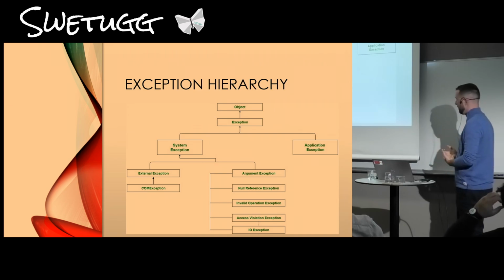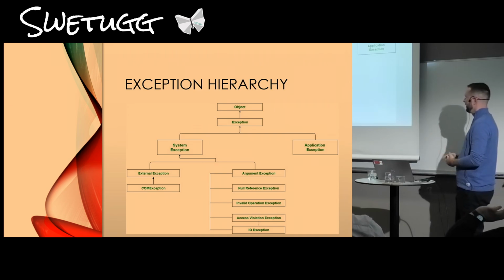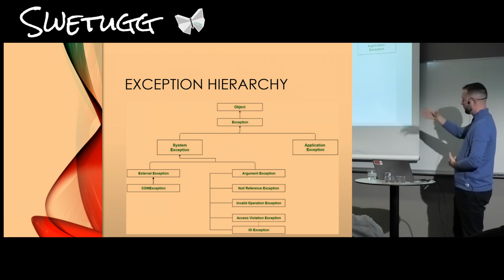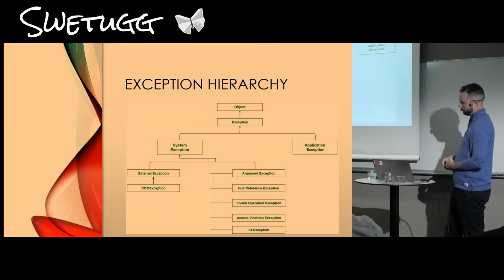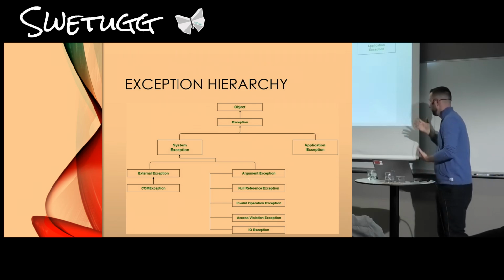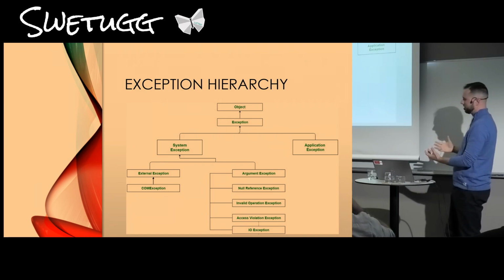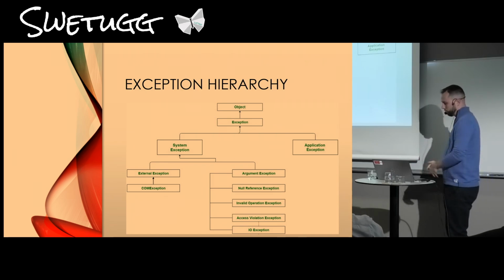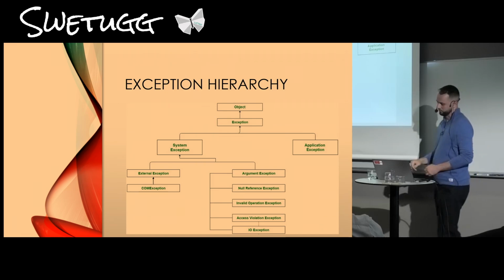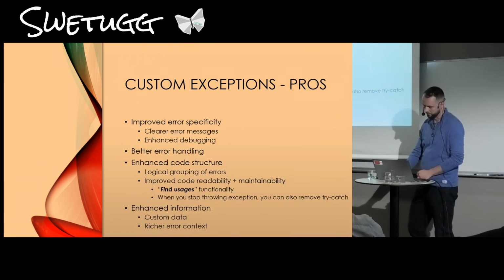I believe you will never inherit from system exception or something, because most probably there is already the exception that you need. Most of the time you will do some domain exceptions, like not enough money for withdrawal exception or something like that, and it will always be the application exception. So this is the hierarchy.